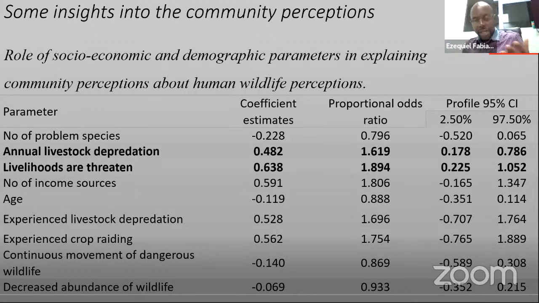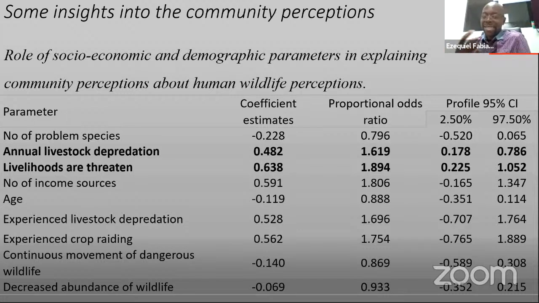All other parameters, like if there are more species involved in conflict, were also considered. Age, experience, livestock depredation, but not annual. So there's a difference between the annual livestock depredation and just having experienced livestock depredation over the time that they have been there. Continuous movement of dangerous wildlife in the area. All these parameters may play a role, but only those 2 really are important.